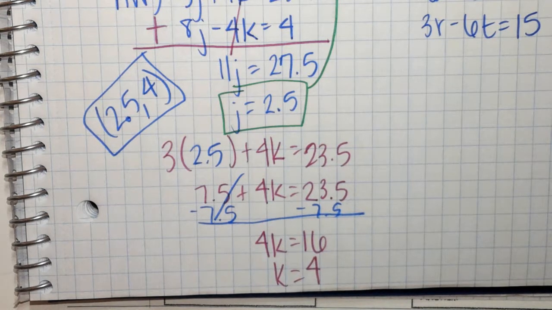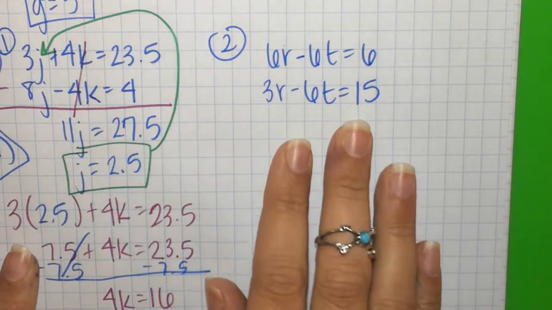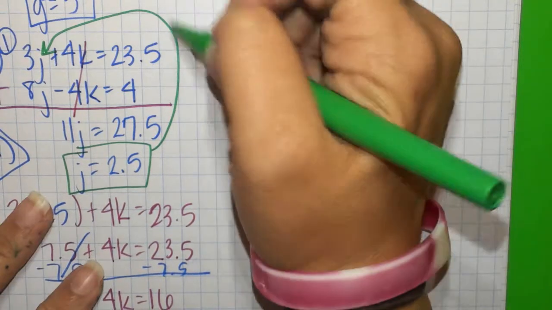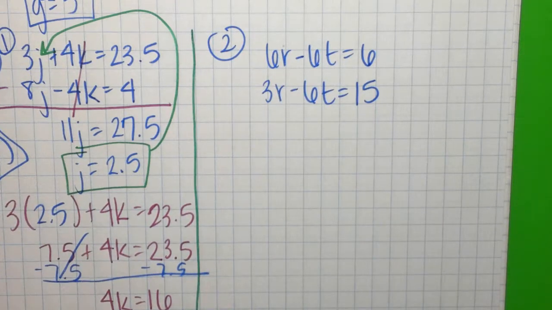Alright, are we ready to do number 2? Has everybody finished copying down number 1 if you did not get it right or did not do your homework? Okay, number 2. Now, are we going to eliminate the R or the T? Why? Because they have the same number. And what is that number called? It starts with a C. Coefficient. Take a point.